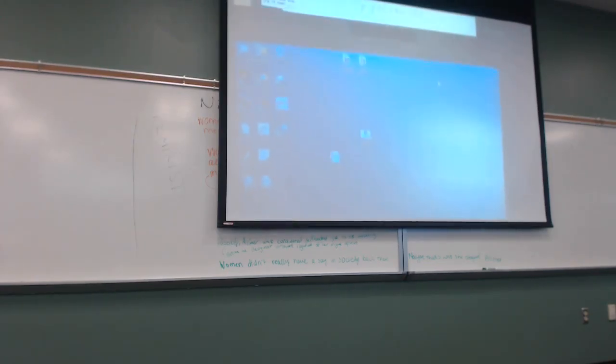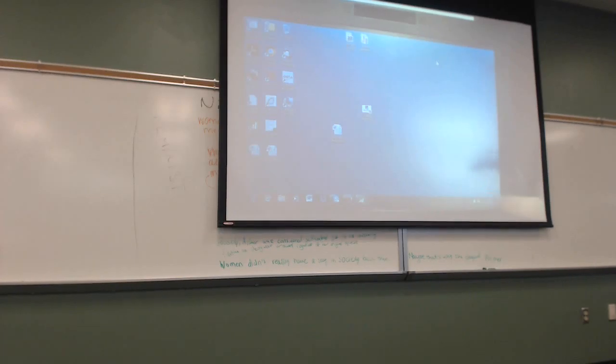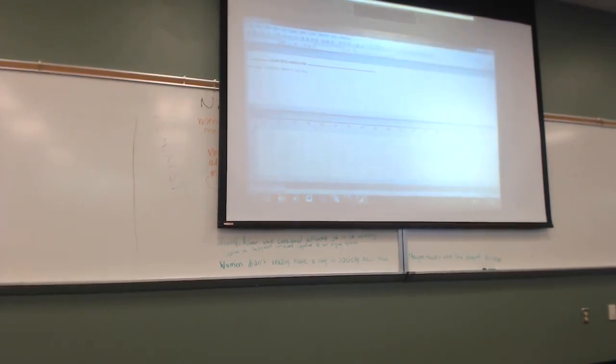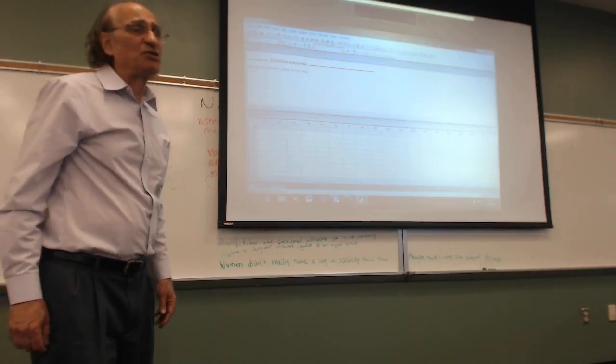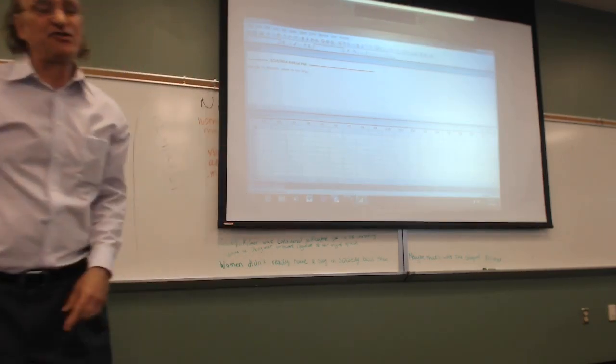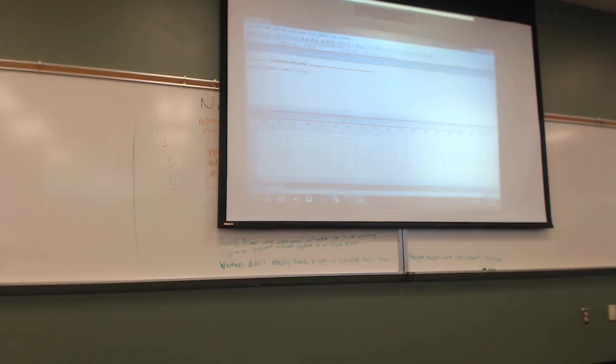So, oh, it works. Okay. Anytime you want to work with a distribution, the easiest way to do this in Minitab is to go to Graphs, and choose the probability distribution plot. The Graphs, probability distribution plot.